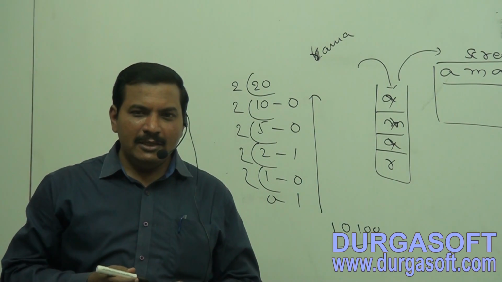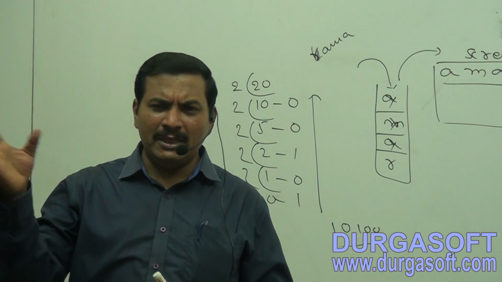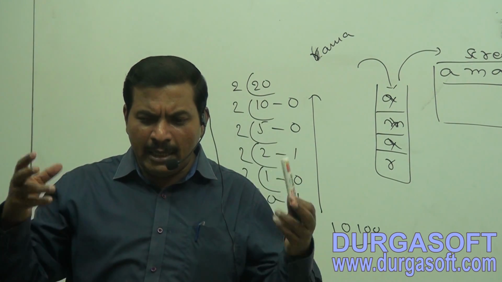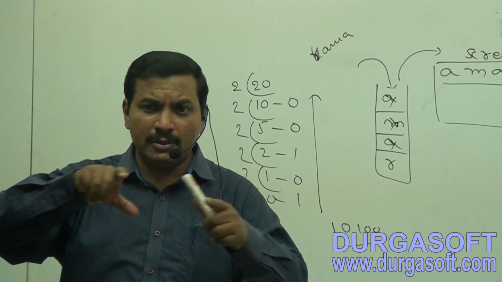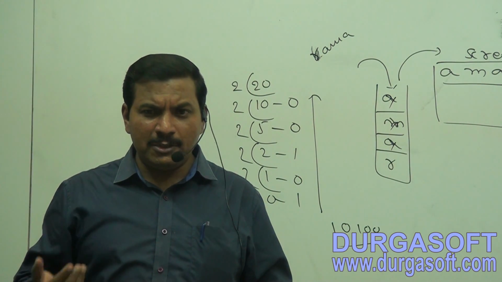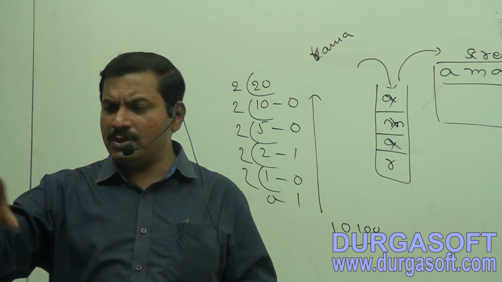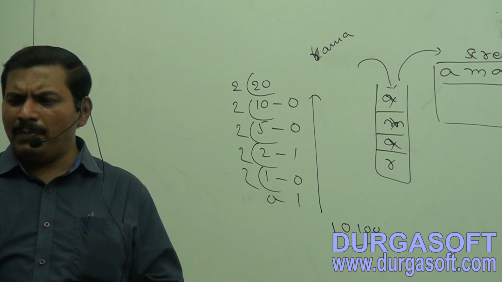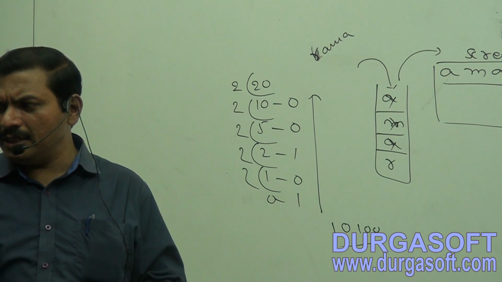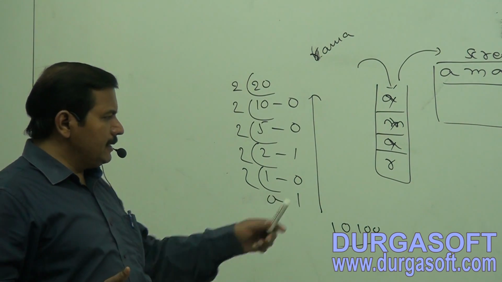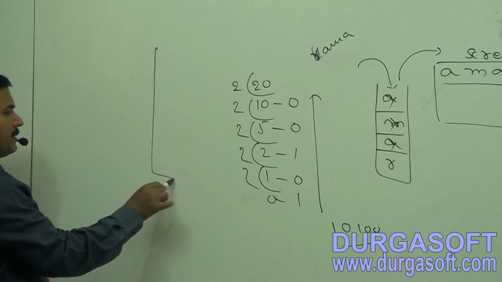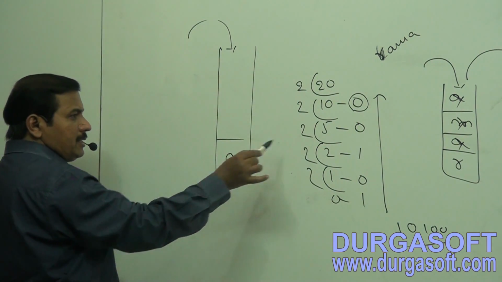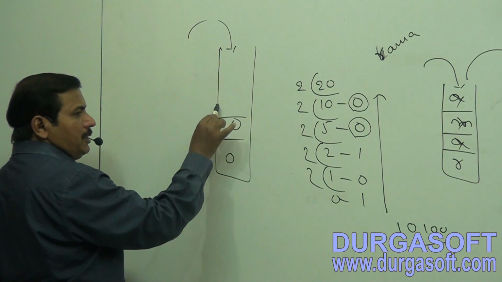Use a stack. Don't use arrays or other variables or something else. Don't spend time trying to frame bigger formulas. To convert a decimal value into binary, don't try to construct complex expressions. Keep it simple: just write the pop function code and push function code and use them. See here, the first remainder we got has to be pushed into the stack. Next remainder, push into the stack.